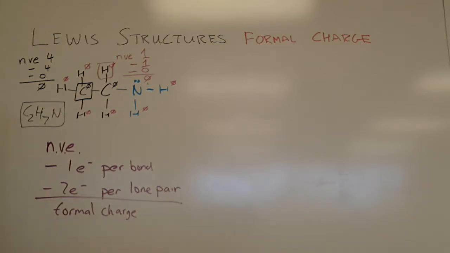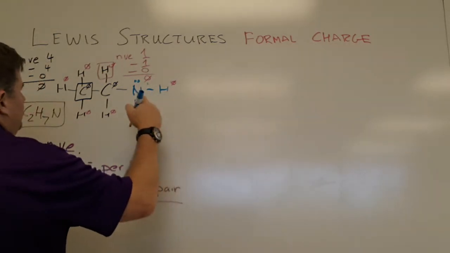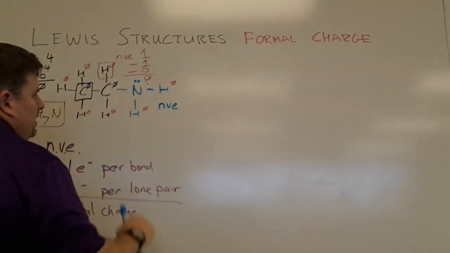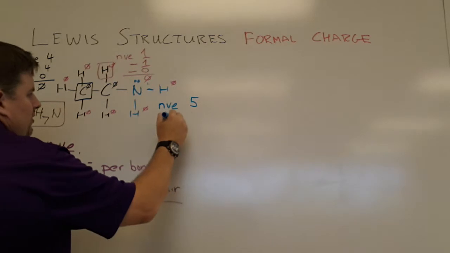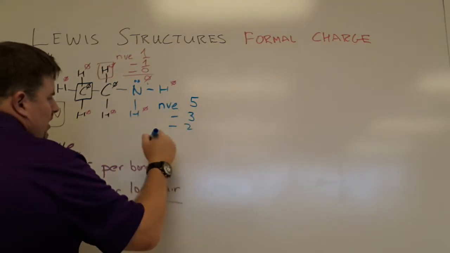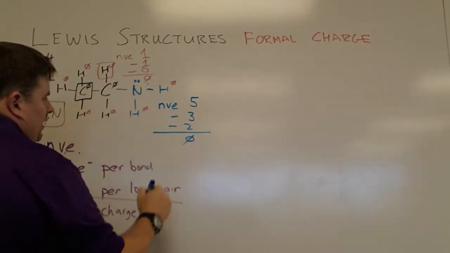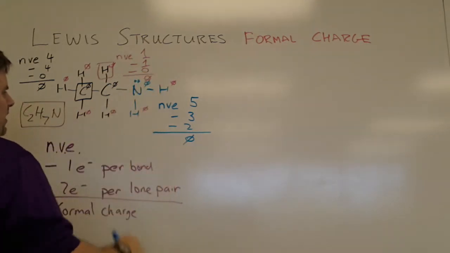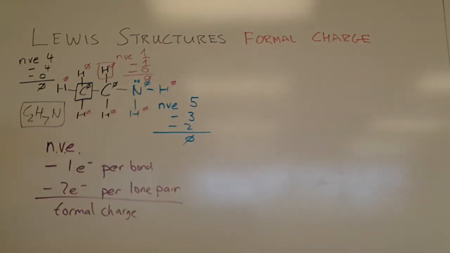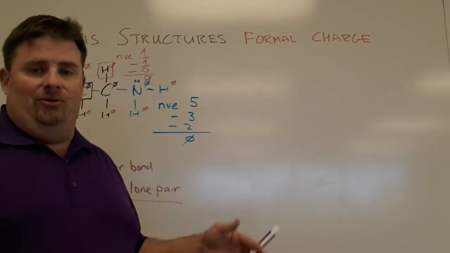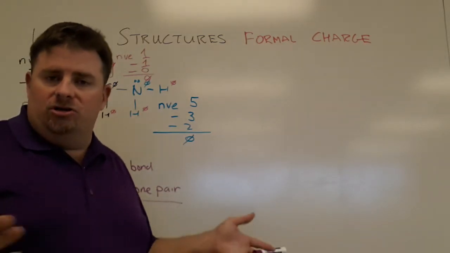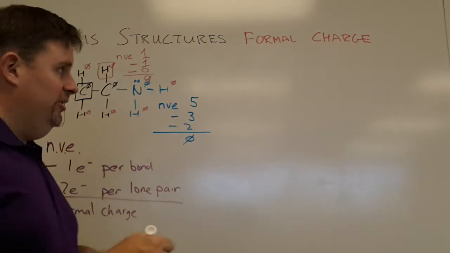The nitrogen here has a lone pair, so I have to worry about that one. For nitrogen, the NVE is 5. I've got 3 bonds, so I subtract 3. Now I subtract 2 for the lone pair, and that's a 0. Everything in this case is zeros. So what does that mean the overall charge of the molecule is? You just take all of the charges that are there and add them up: add positive charges, subtract negative charges, and you end up with the total charge in the molecule.